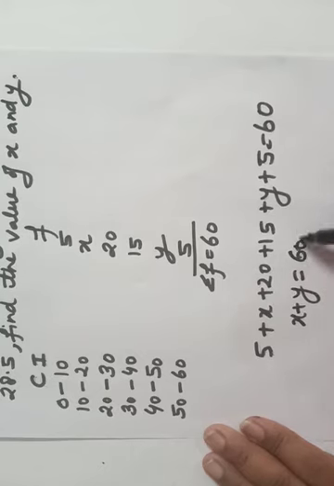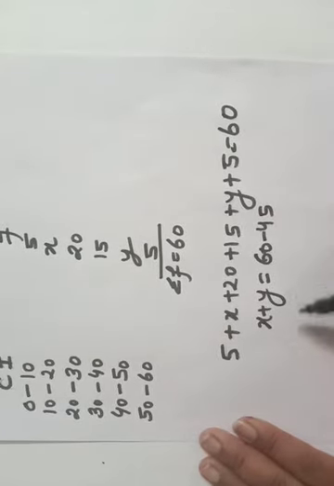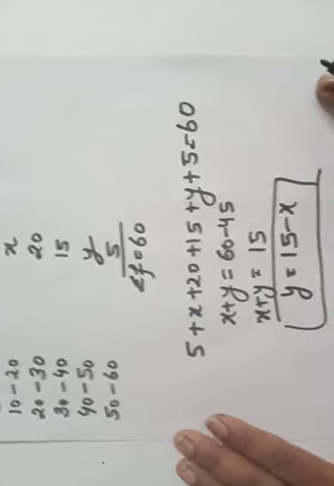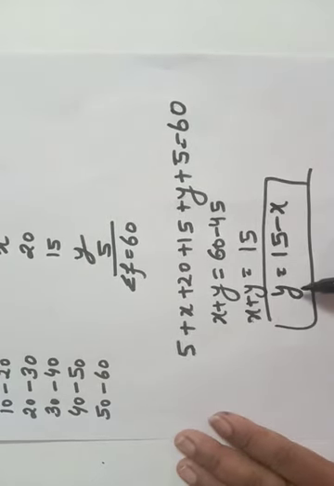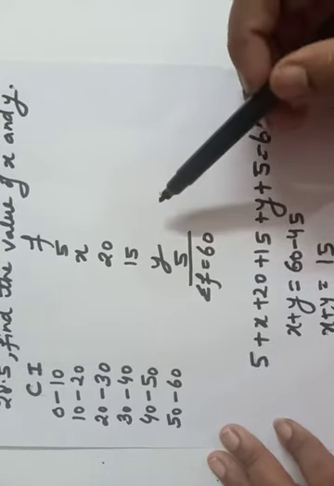So 60 minus 45. 45 is the sum here, and I have taken 45 to the right hand side. So x plus y is equal to 15, and we can say y is equal to 15 minus x. So this is the one thing that we have come up with.